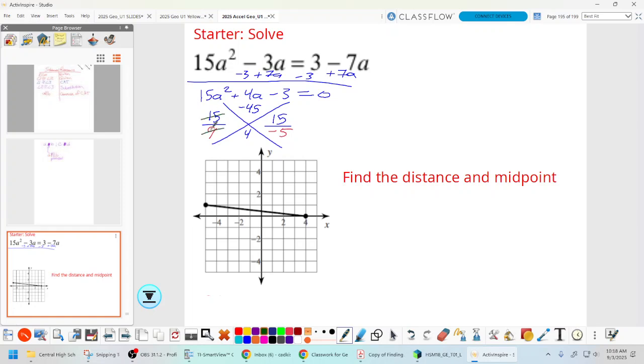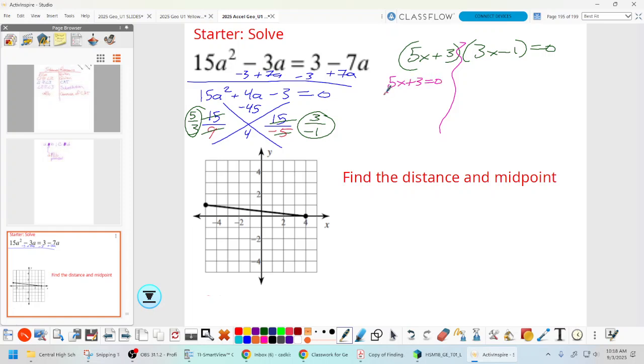Here we need to simplify both of these. These are both divisible by 3. And these both divisible by 5. So now we're ready to solve. This is where we do the zero product property, meaning if we're multiplying two things and it gives 0, one of them, or perhaps both, is 0. So we set each one equal to 0.